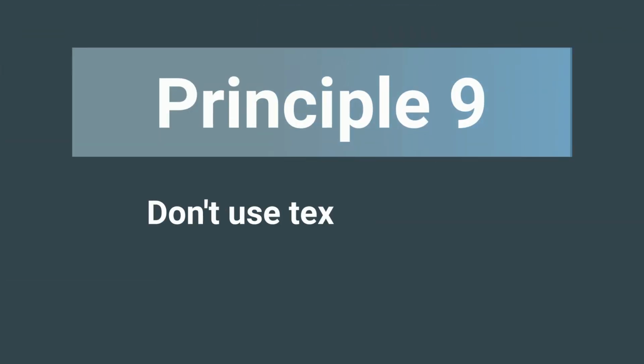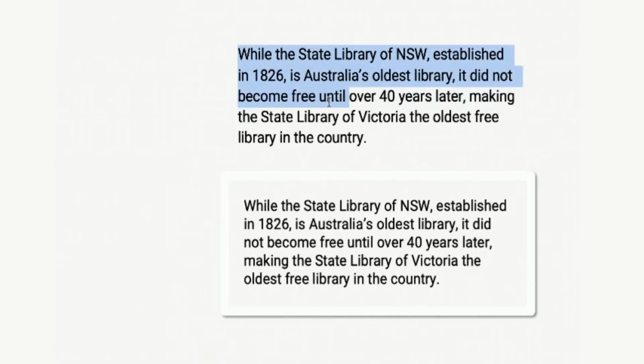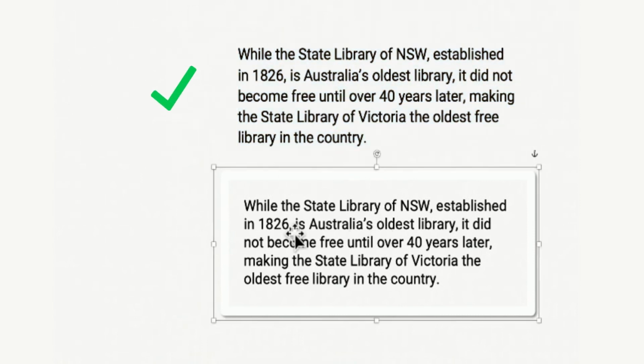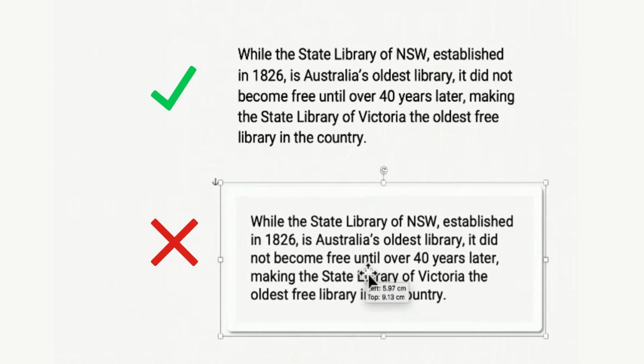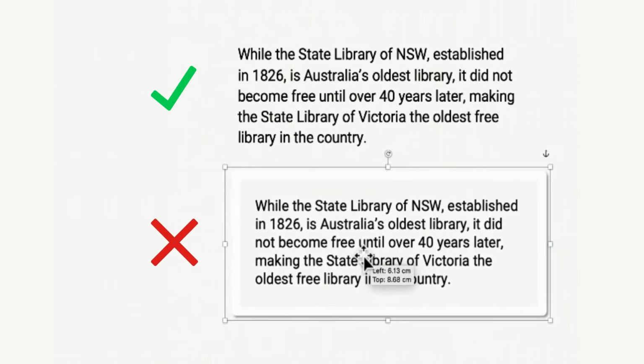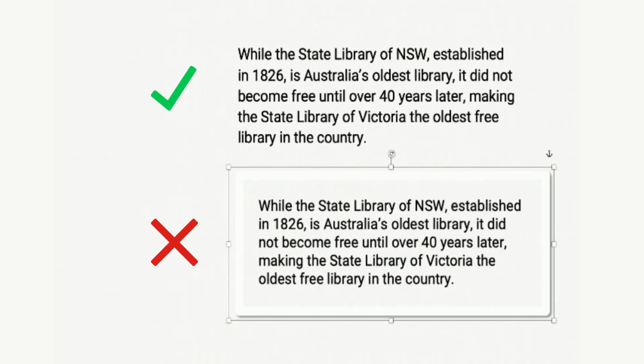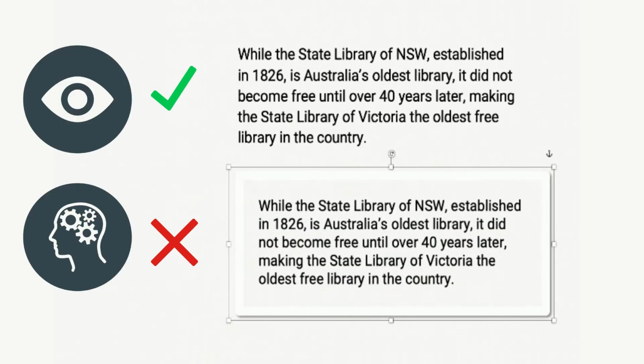Principle 9. Don't use text as image. This paragraph is okay because it's real text that can be selected, customized, and read by a screen reader. However, this is an image of the same text, which means it cannot be read by screen readers, making it difficult for your students who are blind or who have dyslexia or other screen reader users to access the information.